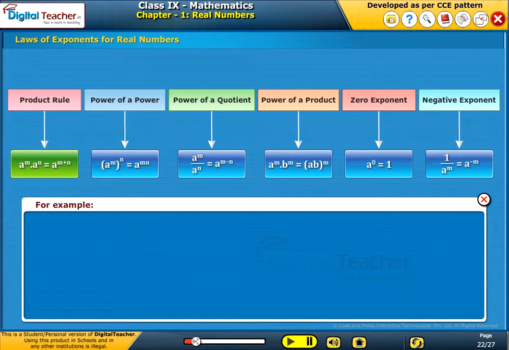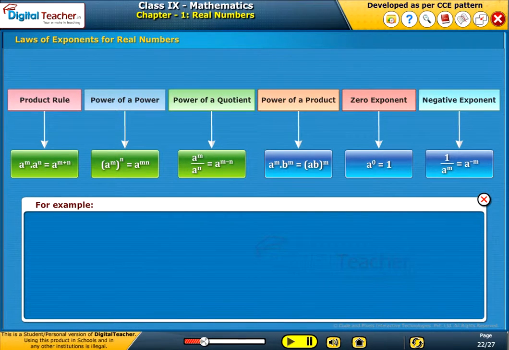For example, let us consider 5 power 6 into 5 power minus 6. Using laws of exponents, we can write it as 5 power 6 plus minus 6, which is equal to 5 power 0, in turn equal to 1. For example, let us consider 6 power 3 whole power minus 1, which is equal to 6 power minus 3. It can be written as 1 by 6 power 3, which is further equal to 1 by 216.